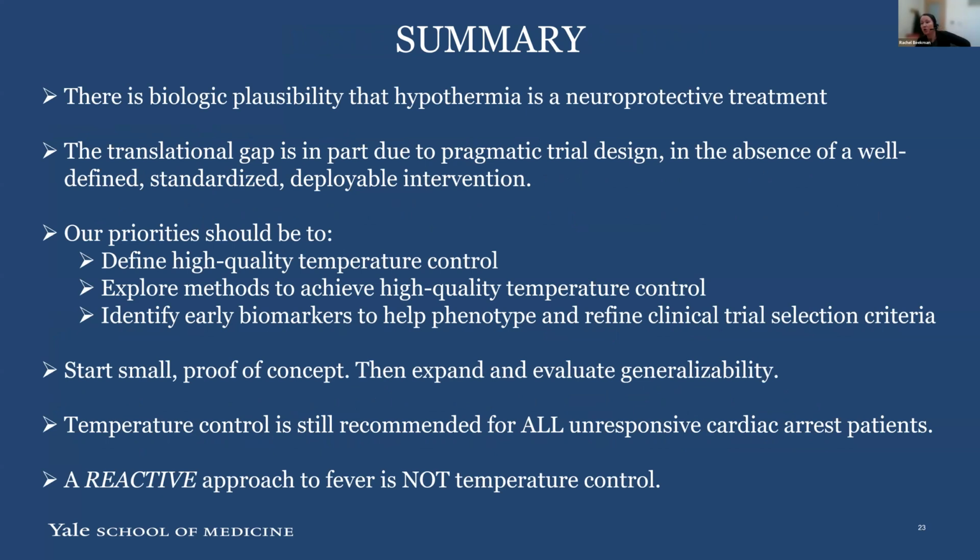In summary, there is a strong biologic plausibility that hypothermia is a neuroprotective treatment. The translational gap is at least in part due to pragmatic trial design and the absence of a well-defined and standardized, easily deployable intervention. Our priorities need to be defining high-quality temperature control, exploring methods to achieve high-quality temperature control, and identifying early biomarkers to help phenotype our patients and refine clinical trial selection criteria. We should be starting small with proof of concept and then expanding to generalize our findings.